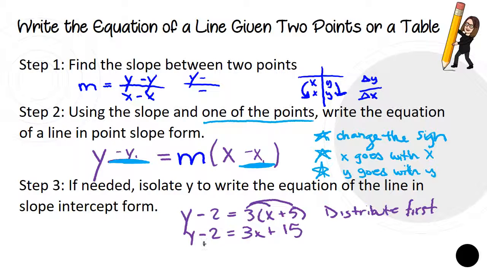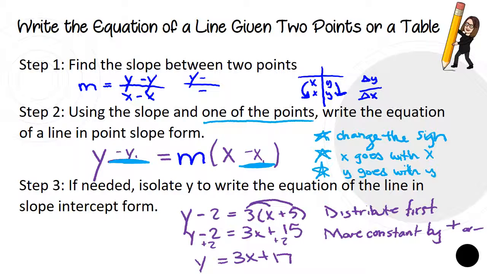Then you'd need to add 2 to both sides. So then we're going to move constant by adding or subtracting. That gets me to y equals 3x plus 17. So now this is slope-intercept form, whereas we started with point-slope form. Now some of you already have been choosing to write it in slope-intercept form. That's great. That means this will actually go pretty quick for you.